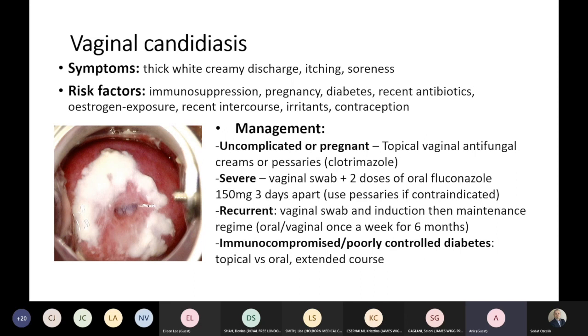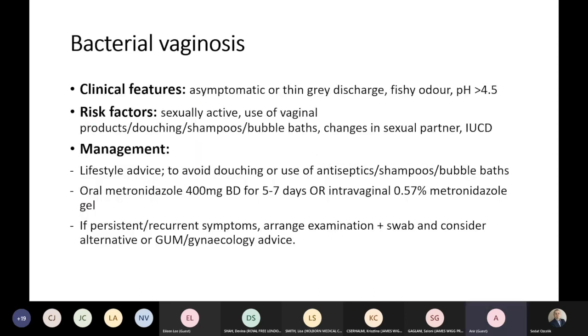If we're worried about recurrent symptoms, as there are unfortunately some ladies who suffer with recurrent symptoms, then we may want to consider a maintenance regimen, in keeping with NICE guidelines, where we consider either oral or topical treatments once a week for 6 months. We can use oral fluconazole or topical clotrimazole. In immunocompromised individuals or those with poorly controlled diabetes, we may once again want to consider a slightly prolonged course. Next slide. And then we want to just talk briefly about bacterial vaginosis.